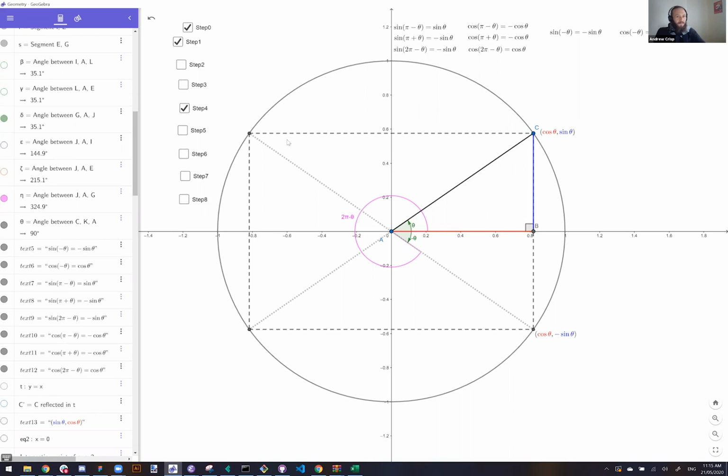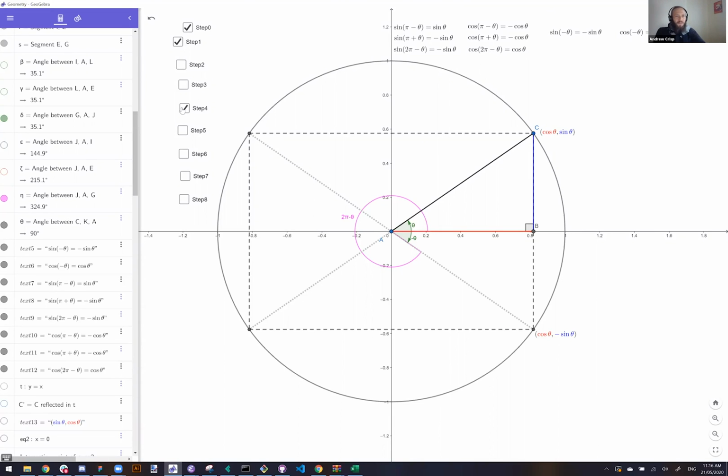Okay. So these identities here are called periodicity identities, if you want to know the technical term. And you can see that there's a pattern to them. Sine, minus sine, minus sine, sine. Minus cos, cos, cos. And it sort of repeats in that fashion.